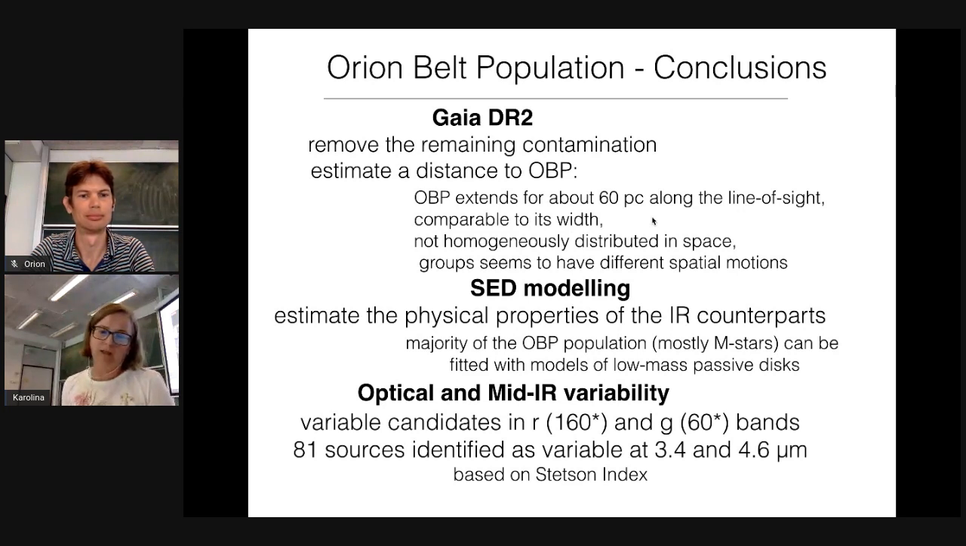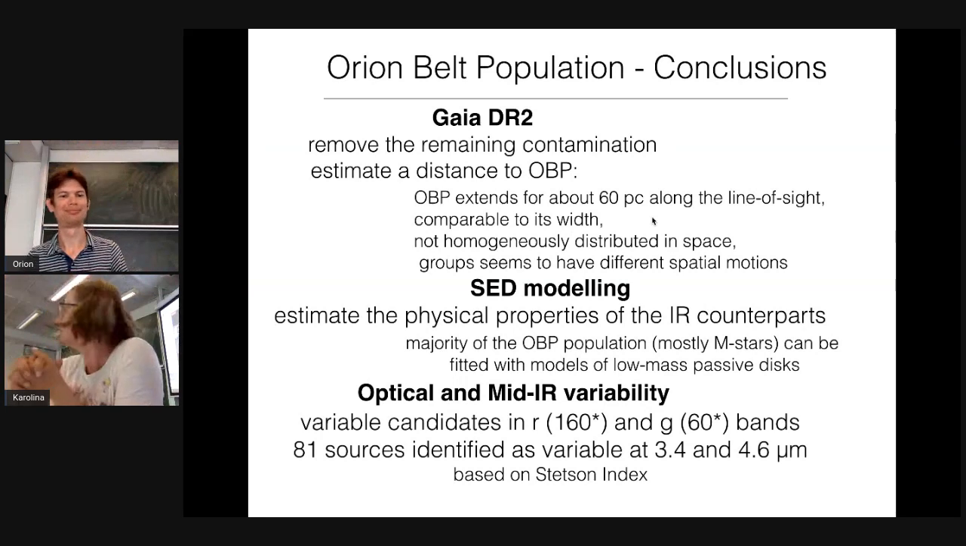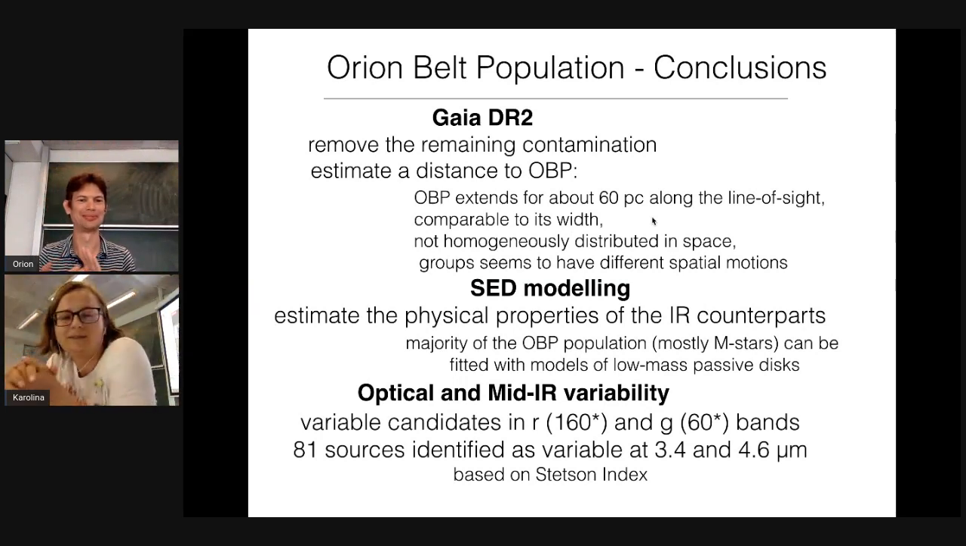And then optical and near- to mid-infrared variability shows that there is a significant number of variable stars in the sample. And that would be all. Okay. Hope I'm okay. Thanks for your help.